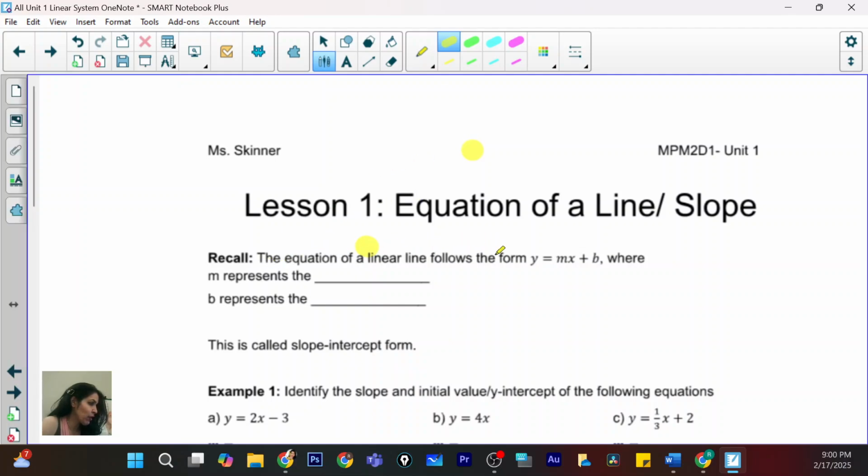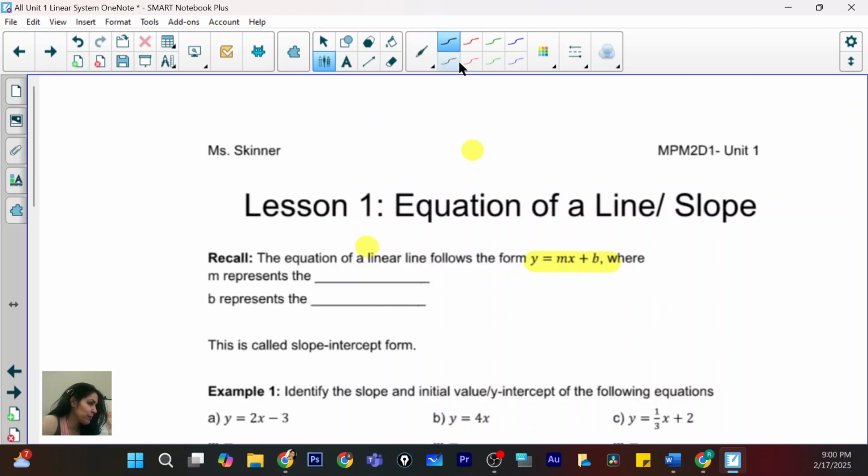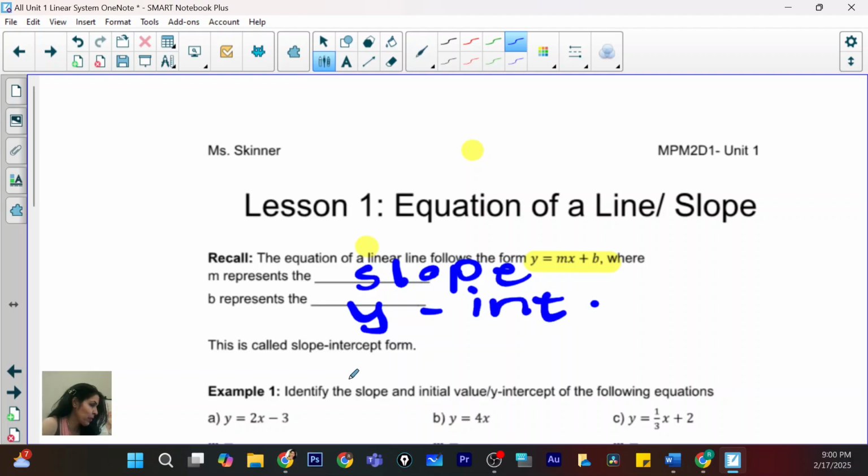The equation of a linear line is given by y equals mx plus b, where m represents the slope and b represents the y-intercept. And this is the slope-intercept form.